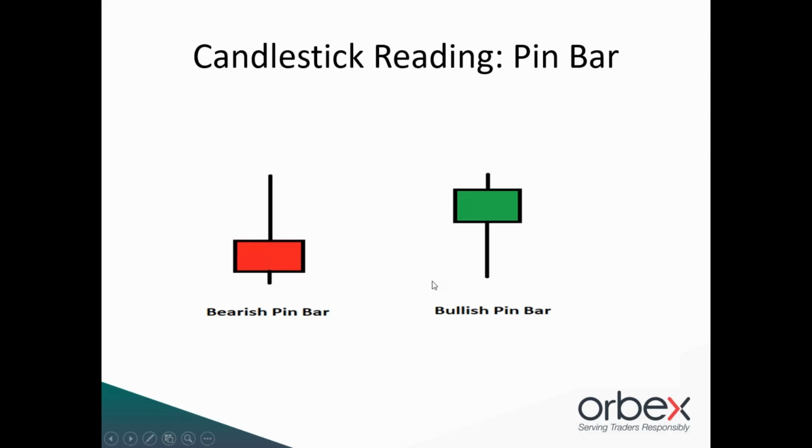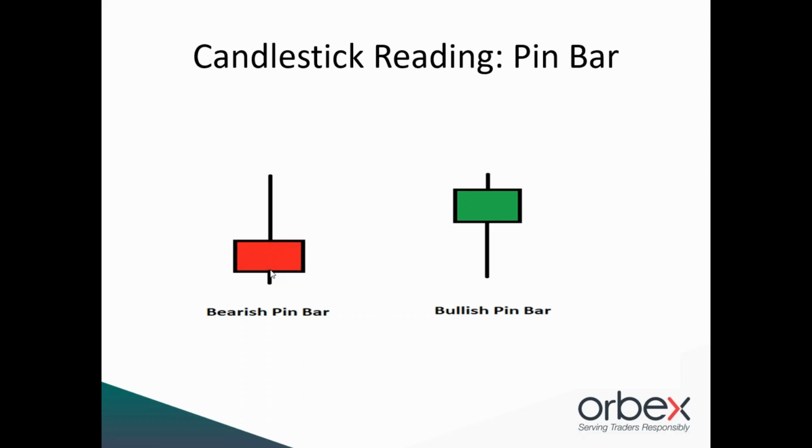So essentially what this means is that whenever we see these long tails on a body, it's an indication that price is likely to reverse, okay? So whenever we see these candles with small bodies and long tails, it's an indication that price is likely to reverse. So let me walk you through what's happening with the candle and explain that in a little bit more detail. So starting with the bearish candle then.